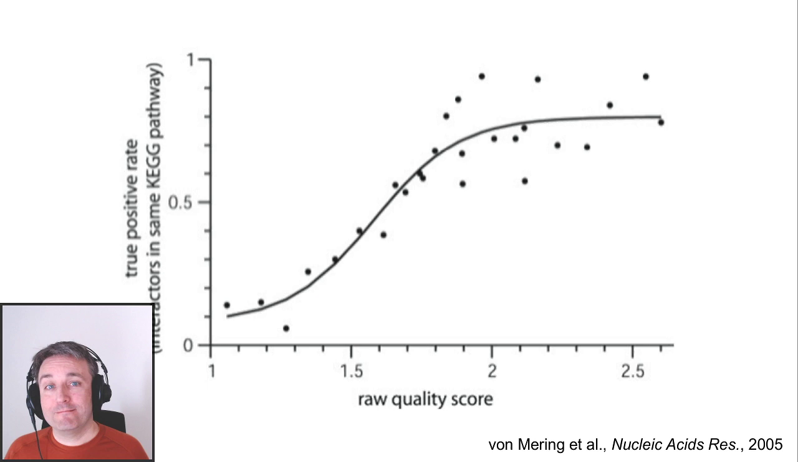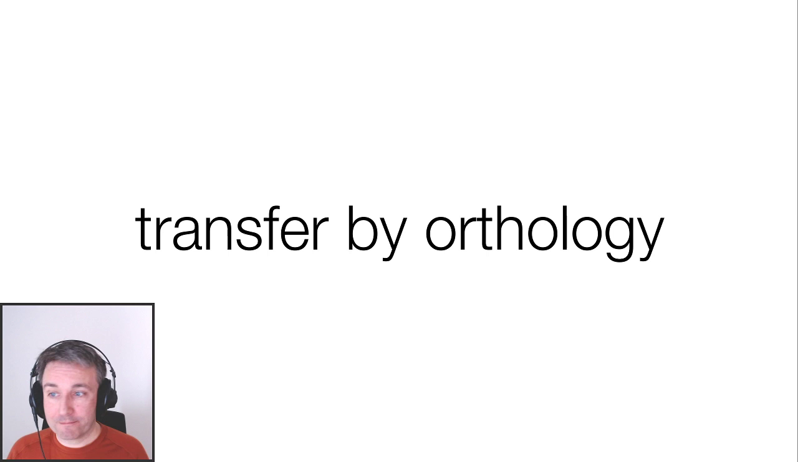And the real trick is that, of course, you have different calibration curves for different types of data. And even though the scores on the x-axis are completely different things, we've now managed to map everything into the same score space. We've turned everything into posterior probabilities of two proteins interacting or being associated.